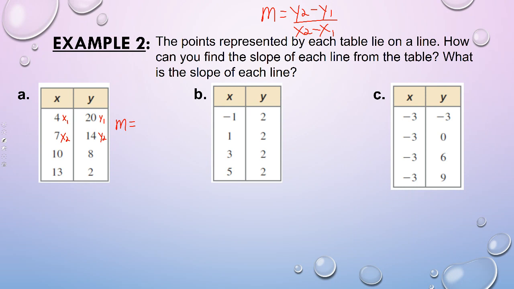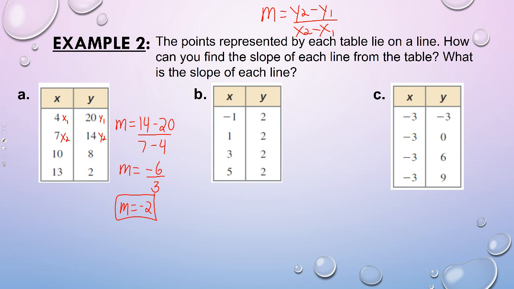So what is m equal to? M is equal to my y2 value, 14, minus my y1 value of 20, over my x2 value of 7, minus my x1 value of 4. 14 minus 20 is -6, over 7 minus 4, which is 3. We can simplify this, so the slope is just equal to negative 2.